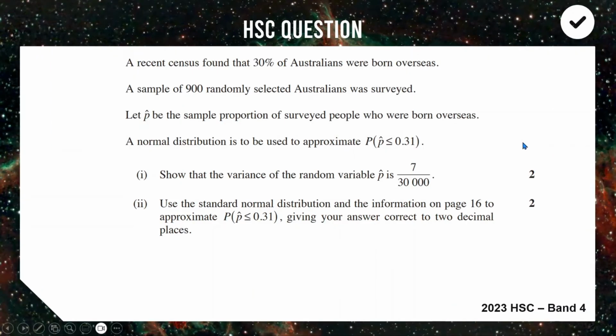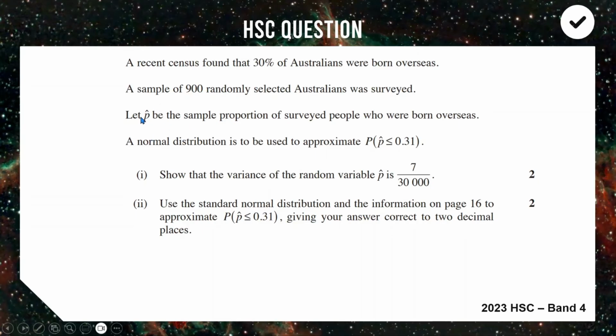Okay, finishing off with some HSC questions. This one's from 2023, very recent. It's a band 4. You see band 4 and you think scary. This one's actually very straightforward, but let's just dive in. We have 30% of Australians in a recent census that are born overseas. A sample of 900 randomly selected Australians are surveyed. P hat, we see p hat and we think formulas. I know the formulas. p times 1 minus p over n, I know it.